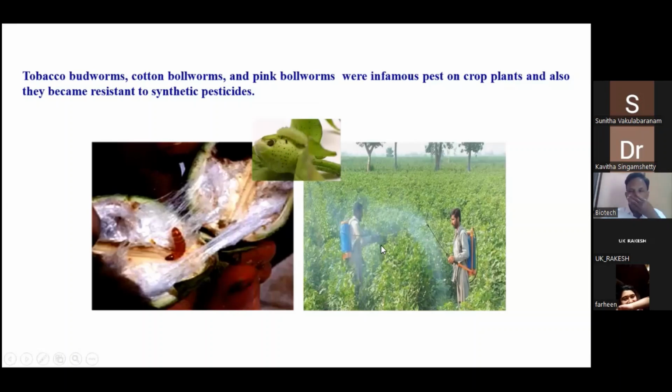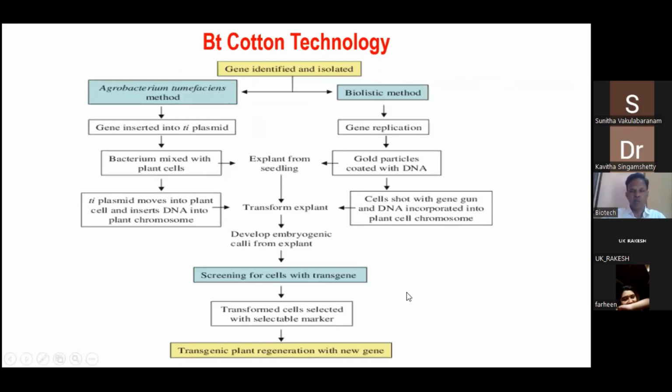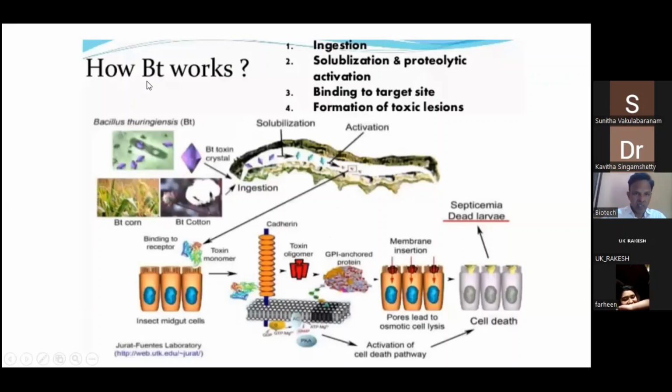As a result, scientists created one important strategy. What is that strategy? There is a bacteria by name Bacillus thuringiensis. The name of this bacteria is very important. Why? Because it's a natural pesticide. Bacillus thuringiensis is a natural pesticide. This bacteria produces a toxin, which is called Bt toxin, and this Bt toxin is crystal-like.